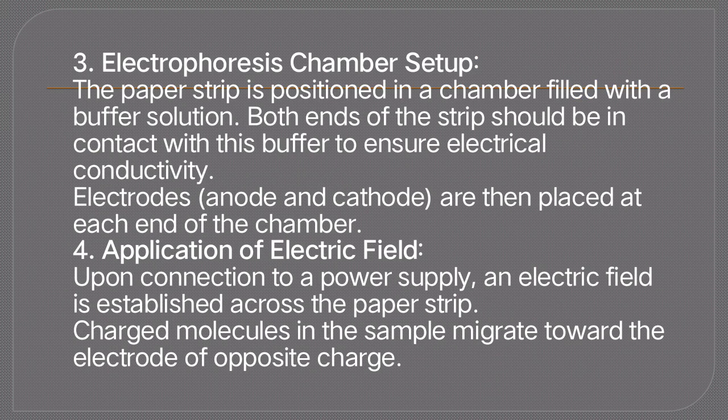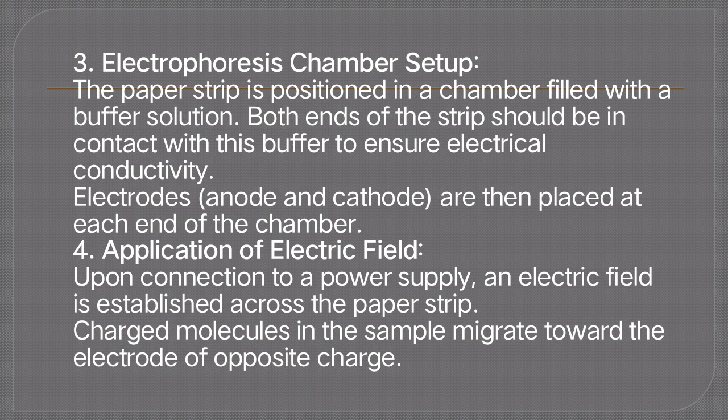Electrophoresis chamber setup. The paper strip is positioned in a chamber filled with a buffer solution. Both ends of the strip should be in contact with this buffer to ensure electrical conductivity. Electrodes, anode and cathode, are then placed at each end of the chamber.